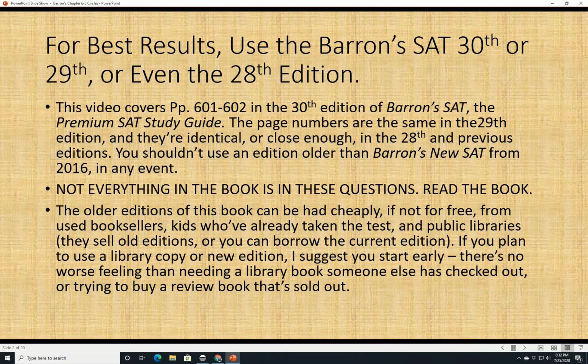Not everything in the book is in these questions. Do read the book, do get yourself a copy, go look at it. Some things that are in the actual chapters or subchapters in Chapter 6 aren't in the review questions at the end, so do read the book.